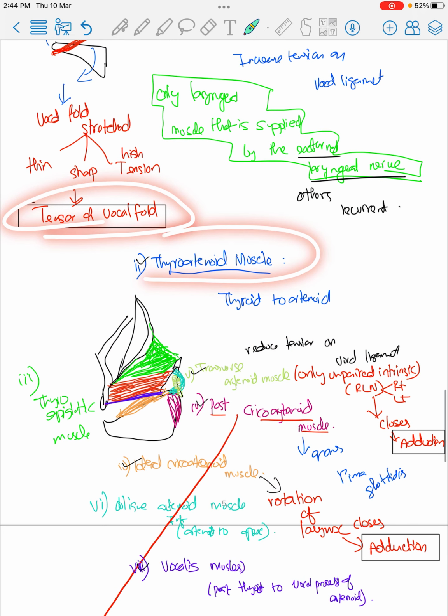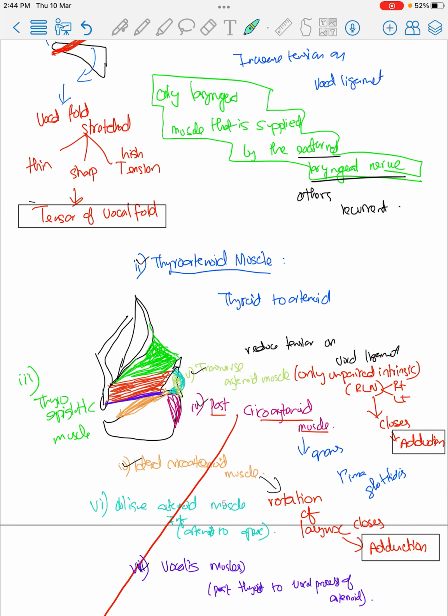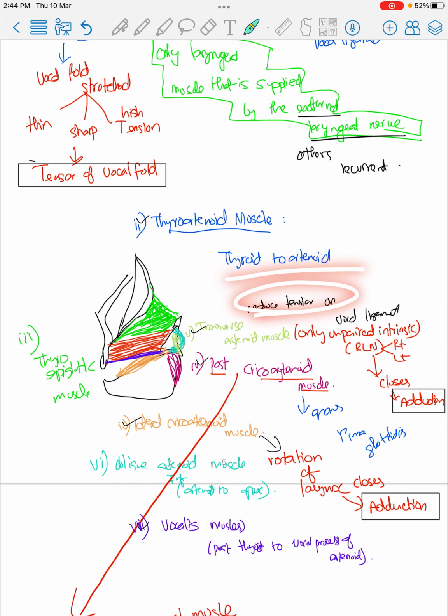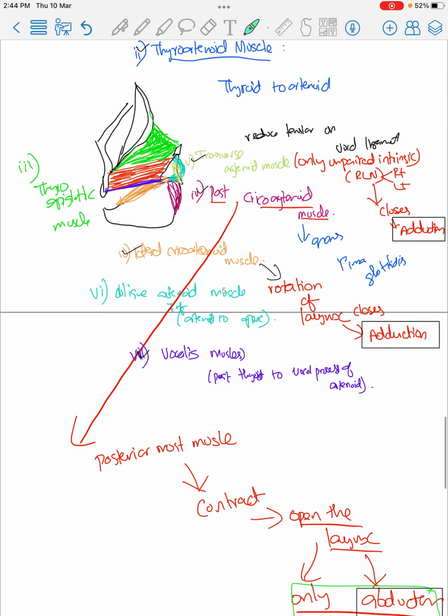Next, the thyroarytenoid muscle attaches from the thyroid to the arytenoid. Okay, from the thyroid to the arytenoid cartilage. Okay, it reduces tension on the vocal fold, that is, it causes relaxation of the vocal cord.